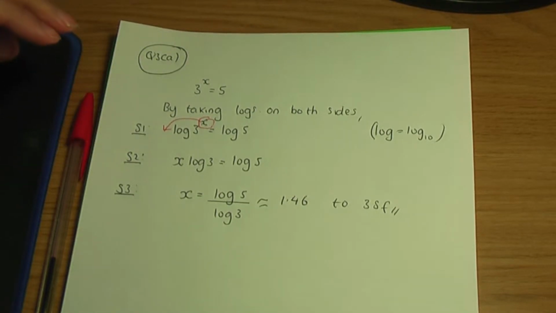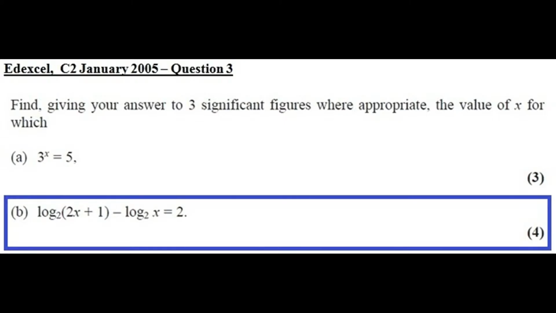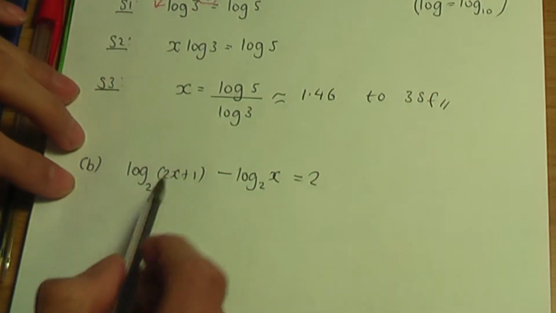However, let's continue. So back to the screenshot, part B. In part B, we have log of 2x plus 1 to the base of 2 minus log of x to the base of 2, and that is equal to 2. So we need to solve this equation also to find the value of x, and wherever appropriate we'll round to 3 significant figures. So let's see how this is done. Let's go back to the paper and pen.